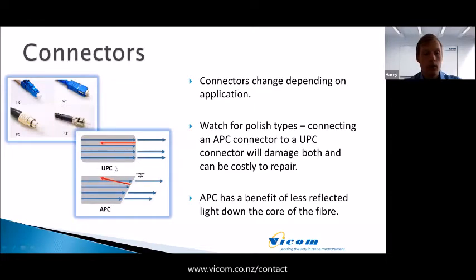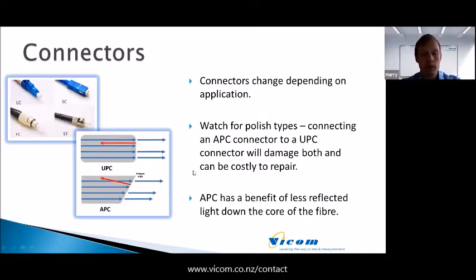UPC stands for ultra physical contact or ultra polished connector, and APC, angled physical contact or angled polished connector. Now, the difference between the two is the UPC essentially has a straight cut on the fiber end face, whereas APC has an 8-degree angle on the end face. What does this mean? Well, it means that APC connectors are slightly better performing, and it's got to do with reflected light. When light hits the APC connector, the light is reflected up into the cladding as opposed to directly down the fiber end face, which means that the reflected light is weaker when it reaches back to the laser source.